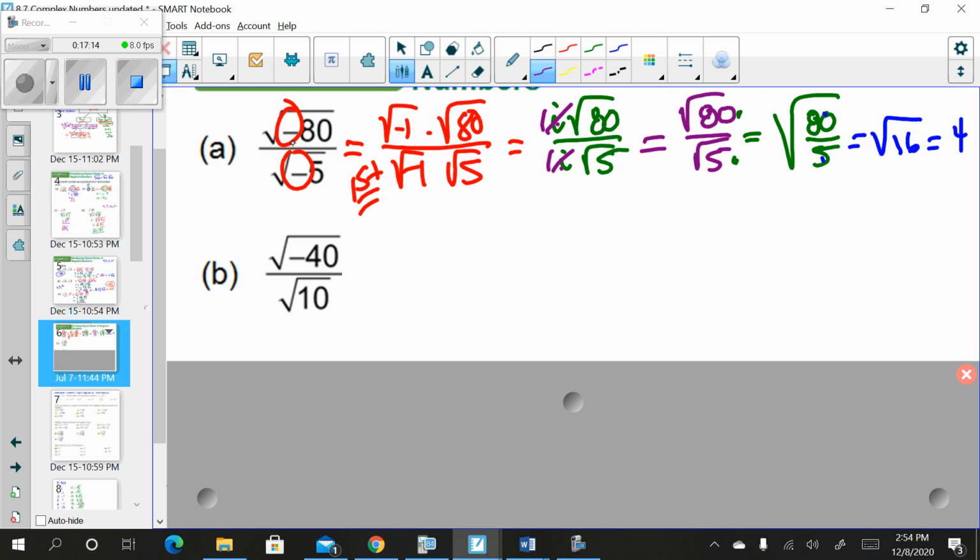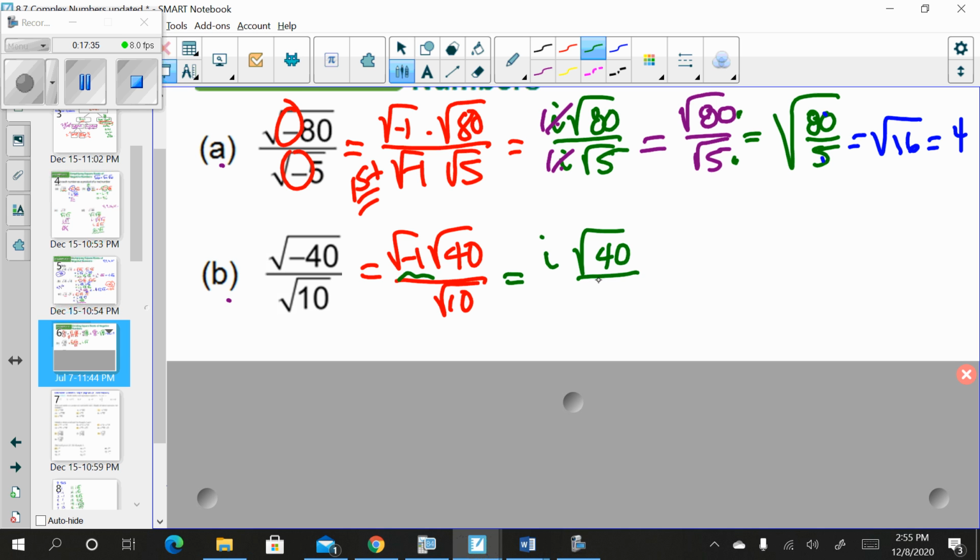Can you tell, looking visually from letter A to letter B? In letter A, both of them were negative. In letter B, only the top one is. So when I'm thinking about taking out that -1, I only have to do it in the numerator. The denominator is just fine. It's a positive value. So when I simplify this then, I only have one square root of -1 to deal with, and that's that i in the numerator.